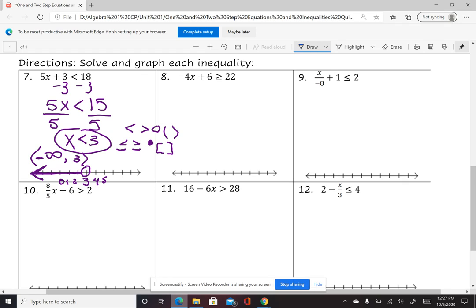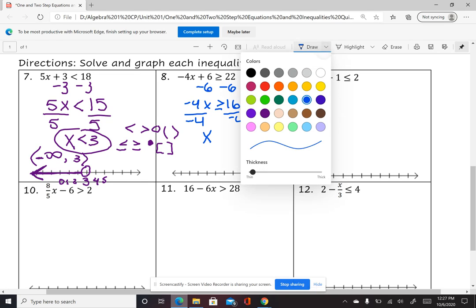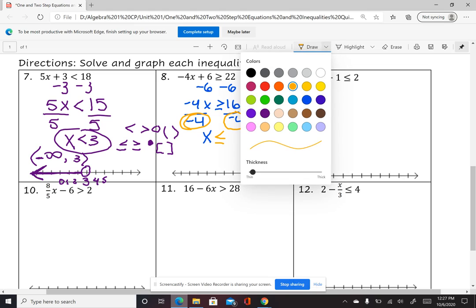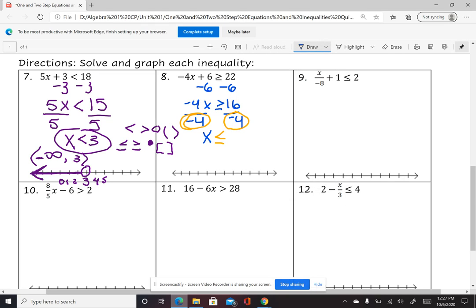Next one, negative 4x plus 6 is greater than or equal to 22. Start off by subtracting 6. So we get negative 4x is greater than or equal to 16. Then you divide by negative 4. This is where you flip your sign because we're dividing by this negative here. So now it becomes x is less than or equal to negative 4.